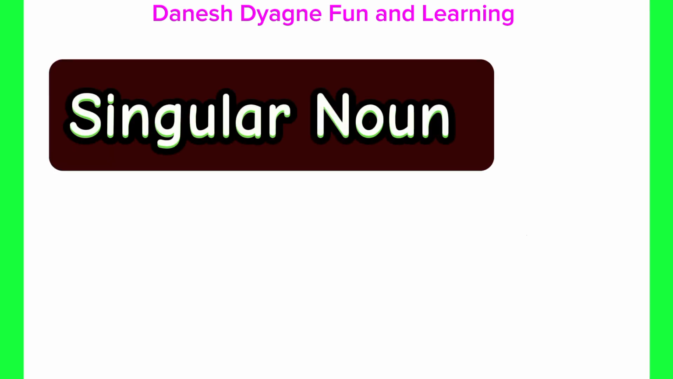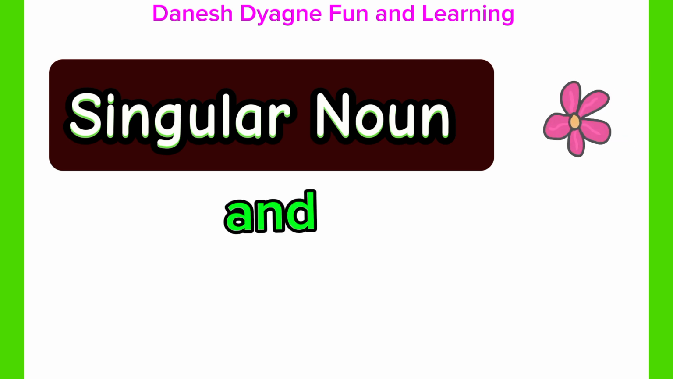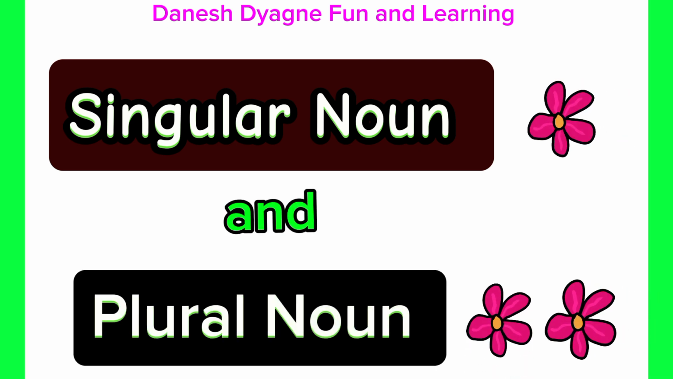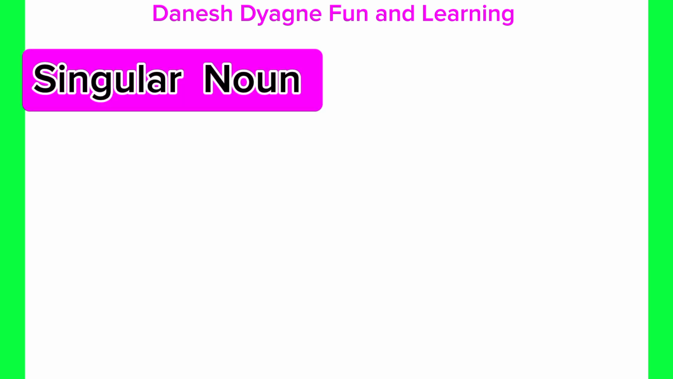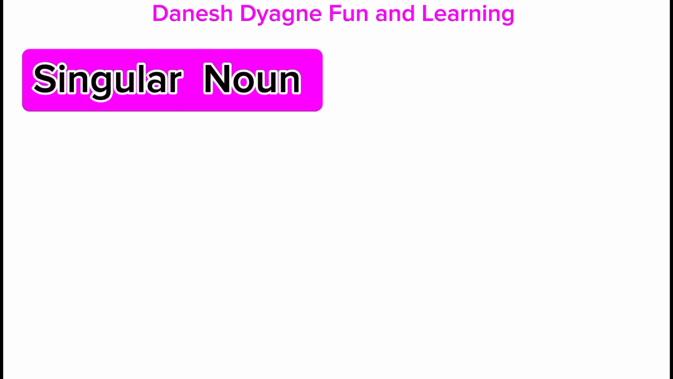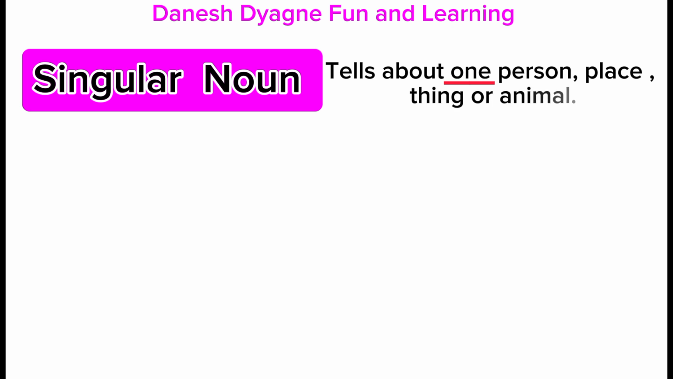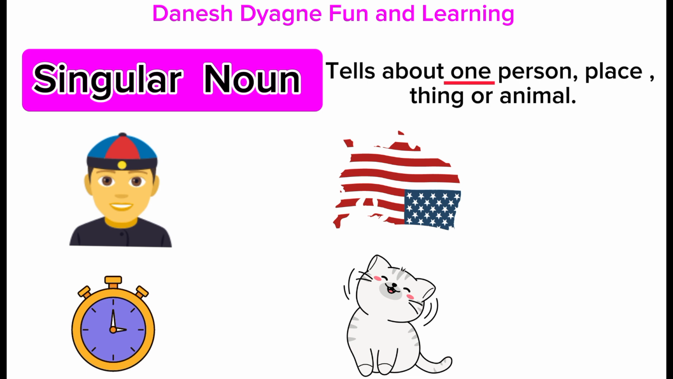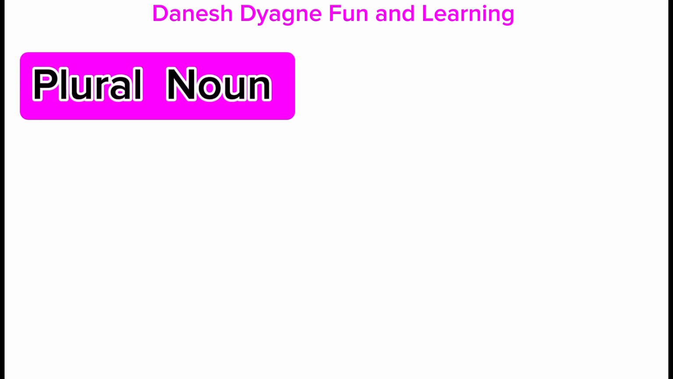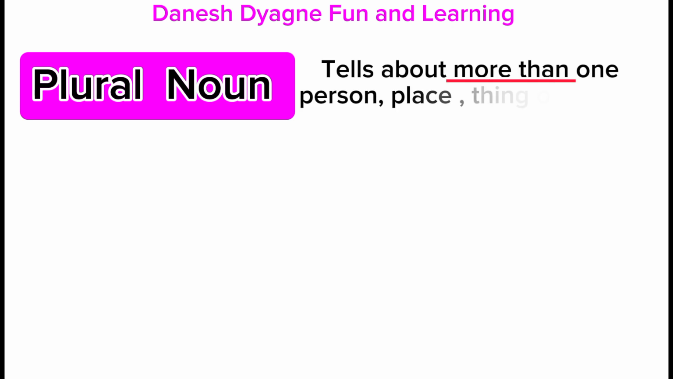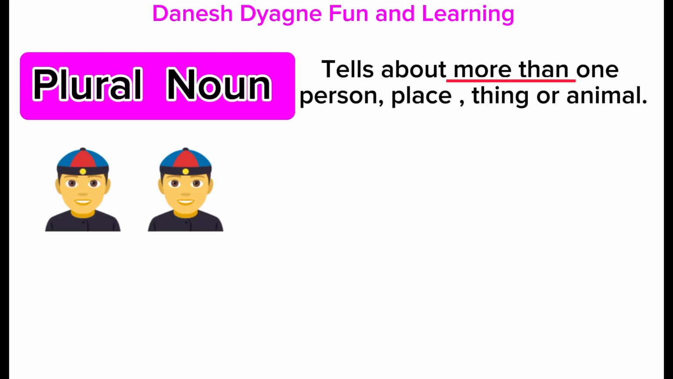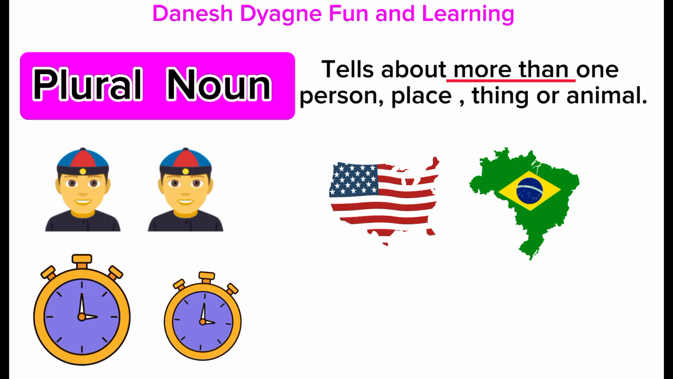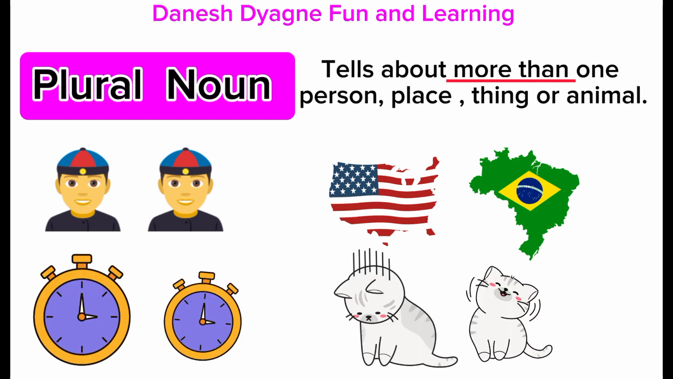For today's lesson, we're going to learn about singular and plural nouns. What is a singular noun? A singular noun tells about one person, place, thing, or animal. A plural noun tells about more than one person, place, thing, or animal. Let's have some examples.